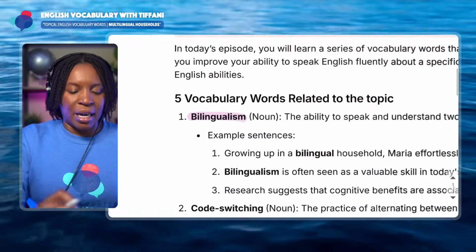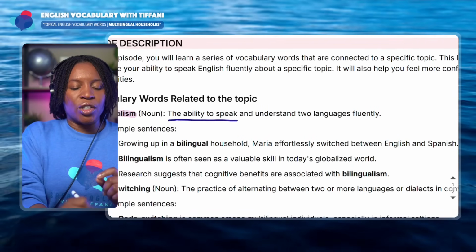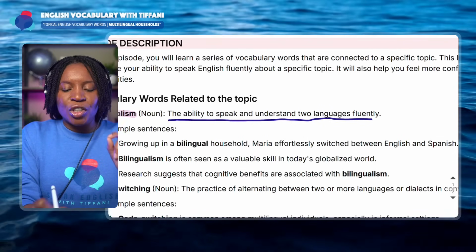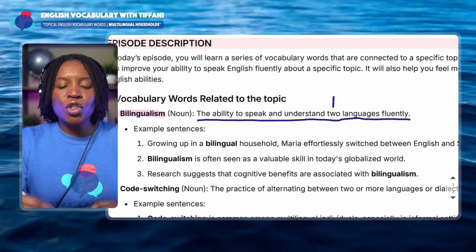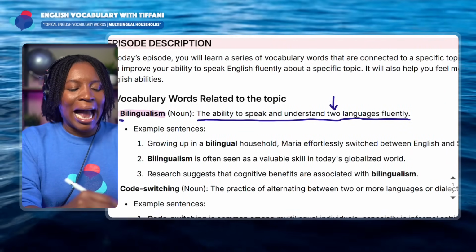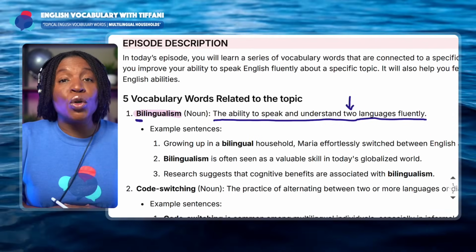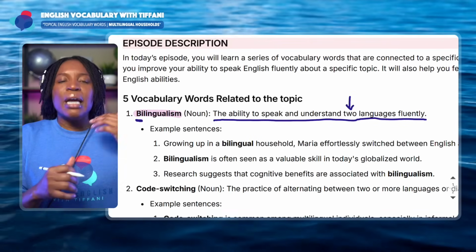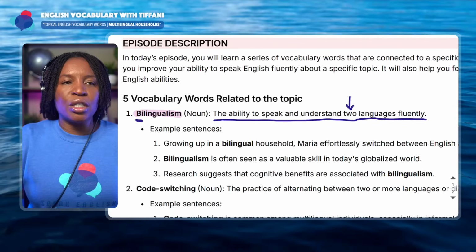Now, what does this term bilingualism actually mean? Well, it literally just means the ability to speak and understand 2 languages fluently. The key word here is two. Bi, that first part of the word, bilingualism, refers to two. So, bilingualism, once again, just means the ability to speak and understand 2 languages fluently.